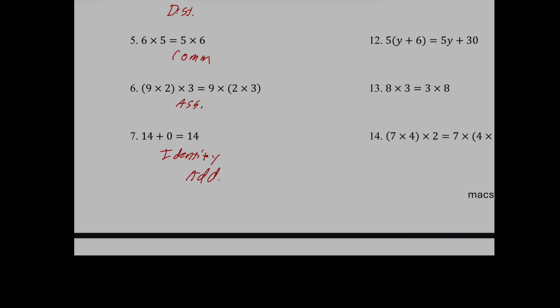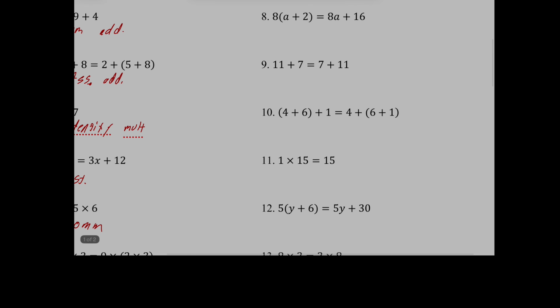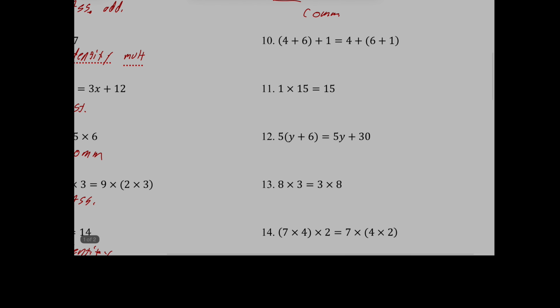Okay, when you add 0, things stay the same. They keep their identity. They keep their own name. They don't change anything. That's why we call it the identity. Okay, let's take a look at number 8. This is the one where if you multiply the number by both things inside the parentheses, it comes out like that. That is the distributive property. Number 9, we switched orders. That's the commutative property.